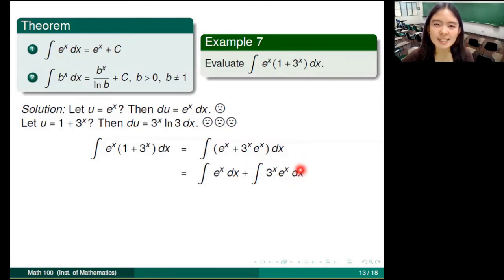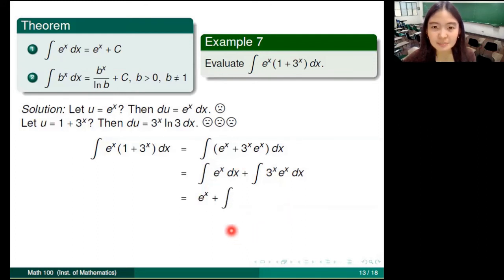Ito yung hindi ganun ka-straightforward. Well, pwede pa nating pagsamahin yung 3 raised to x tsaka e raised to x via laws of exponents. Yung mga base nila ay pwede nating i-multiply and that quantity we raise to x. So again, yung first integral natin ay e raised to x. Straight lang from our formula.